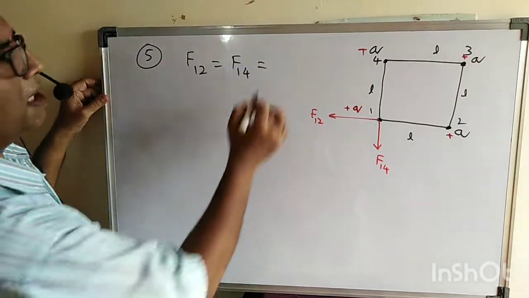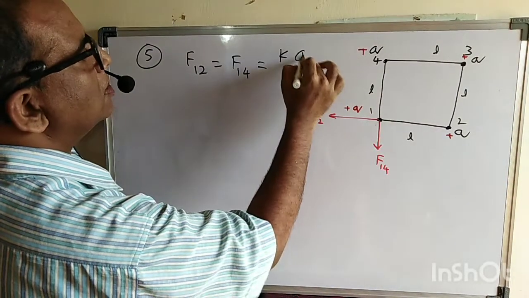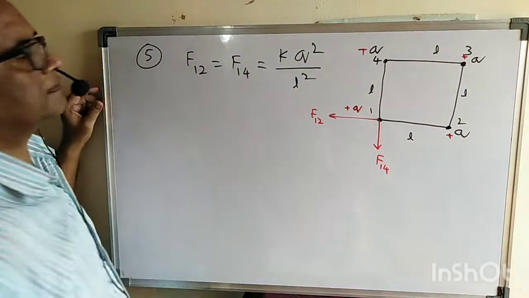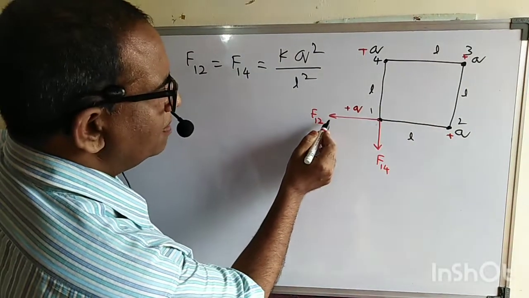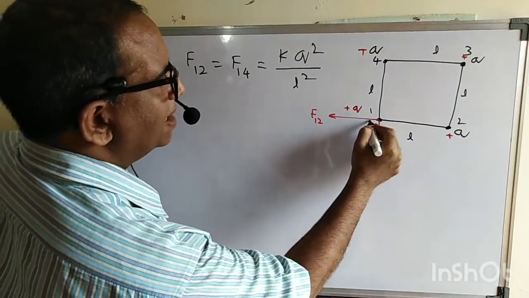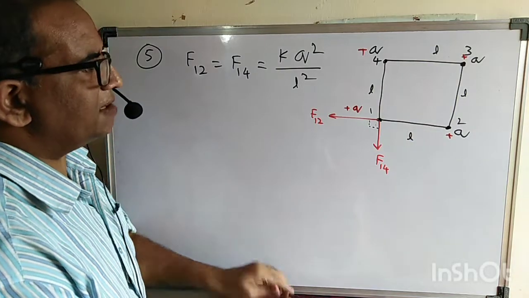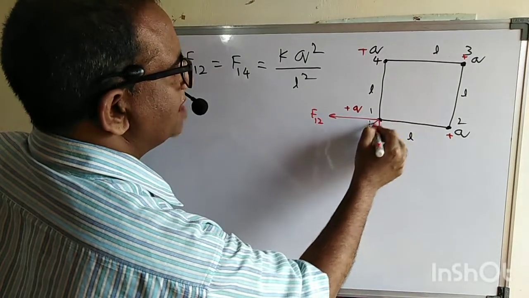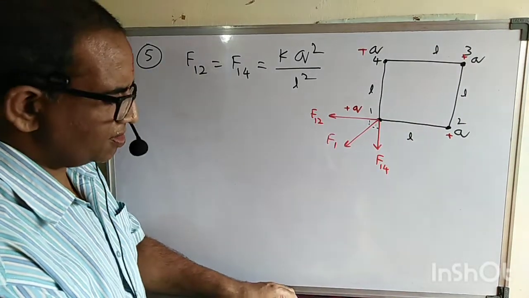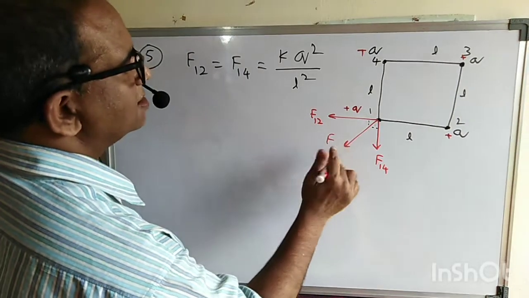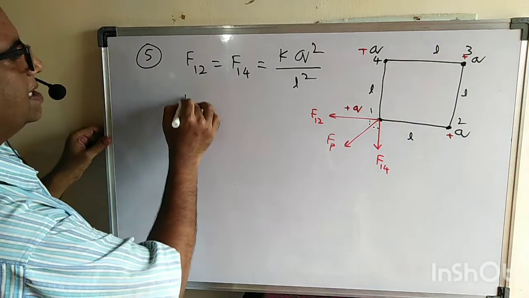Both are the same because both are K Q1 Q2. What is Q1 Q2? Q into Q. K Q square by L square. Both are one and the same. Now these two have an angle of 90 degrees between them. Now tell me what is the resultant force acting between these two. Let us call the resultant FP. Tell me what is FP here.